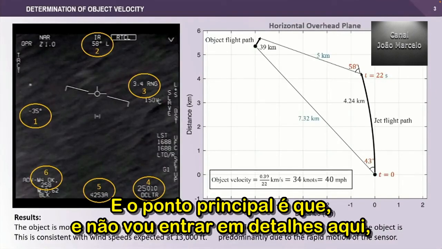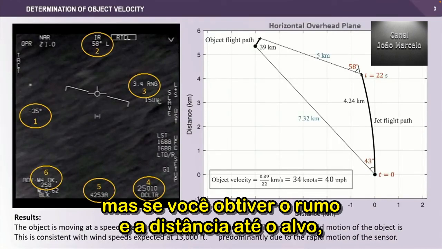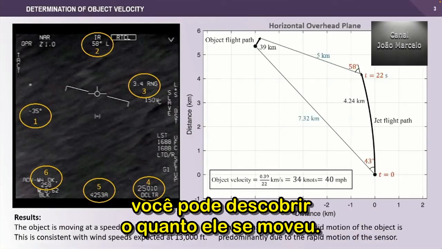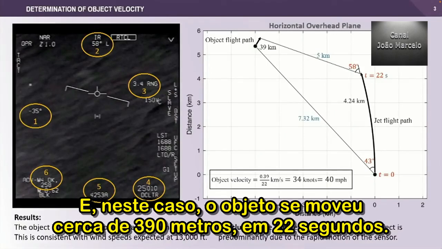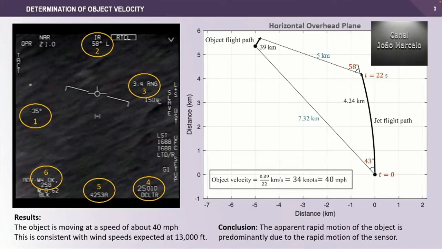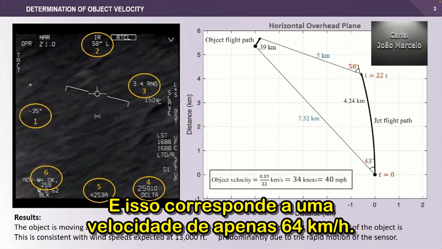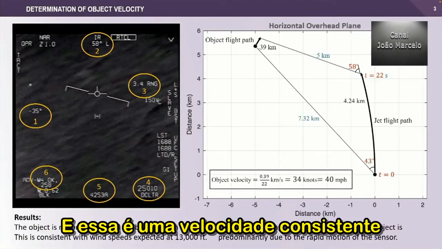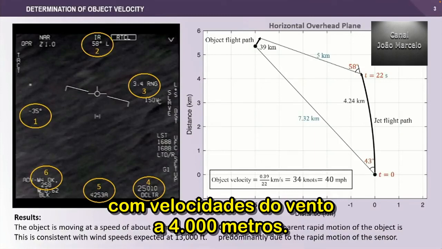And the bottom line is, I won't go into detail here, but if you can get the bearing and range to the target at two locations with known separation in time, you can figure out how far it moved. In this case, this object moved about 390 meters in 22 seconds, and that corresponds to a velocity of just 40 miles per hour. And that's a velocity that's consistent with wind speeds at 13,000 feet.